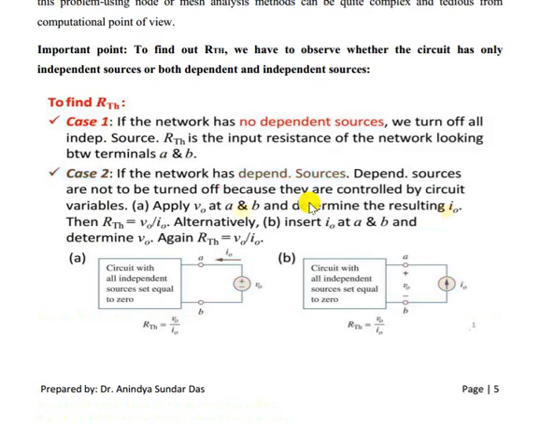Now let us see how to find out the value of RTH. If the network has no dependent sources, what we have to do? We have to turn off all the independent sources. How to turn off? To turn off a voltage source, we make it short circuit. To turn off a current source, we have to open circuit the current source. If it has internal resistance, we have to take care of that. That means we have to connect the resistance value.